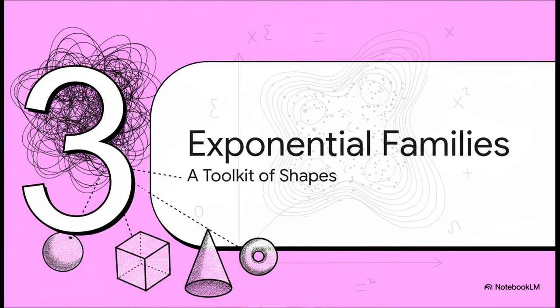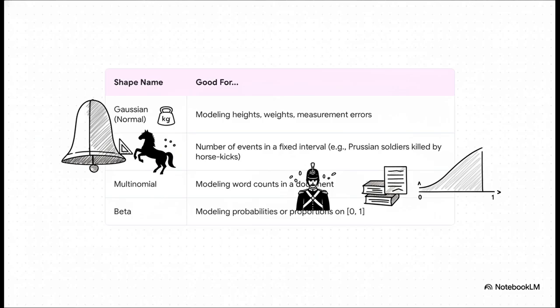Okay, so clearly we need a much smarter approach. We can't just go blurring our way through these huge high-dimensional spaces. So, what if we changed our strategy? What if, instead of trying to build the shape from scratch, we started with a toolkit of predefined, perfect mathematical shapes? This toolkit is a really powerful concept in statistics known as the exponential family.